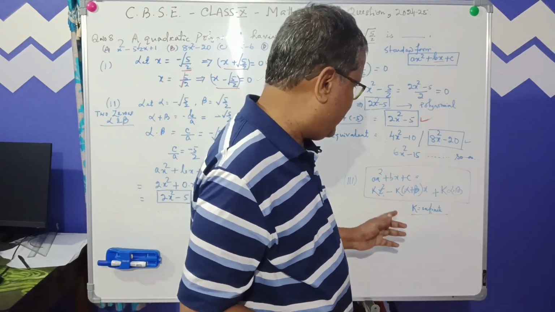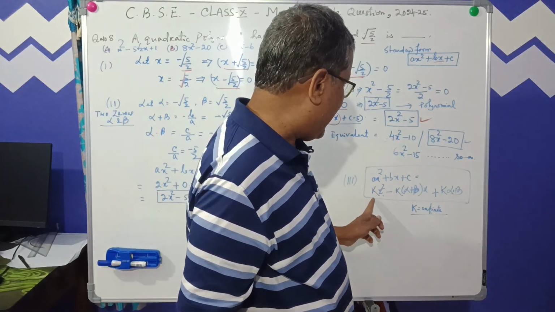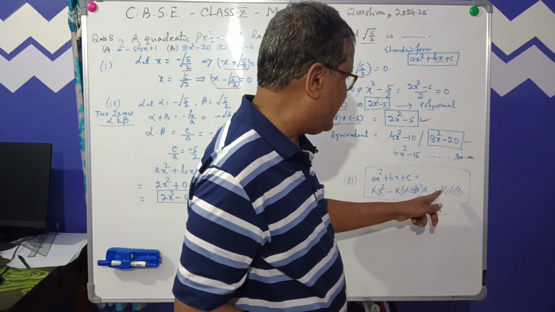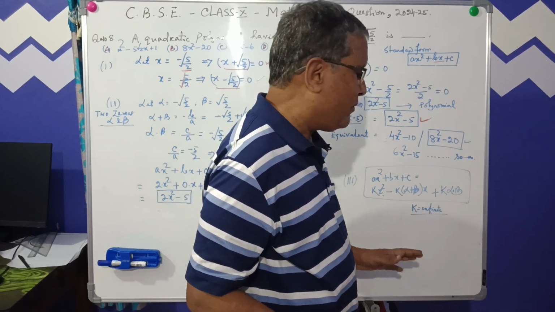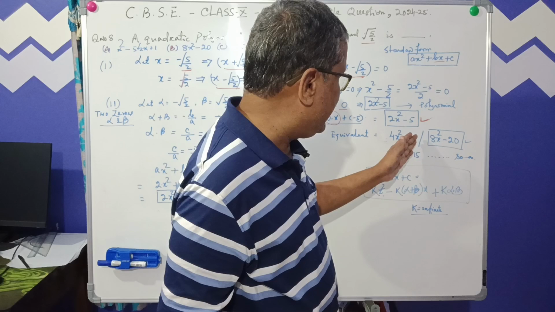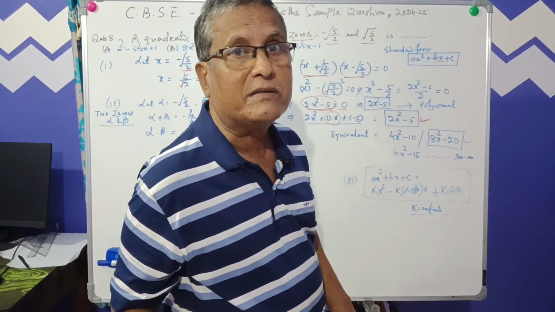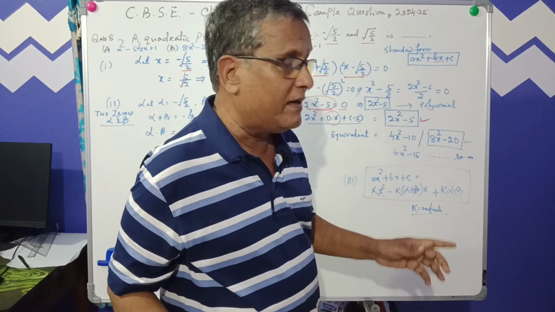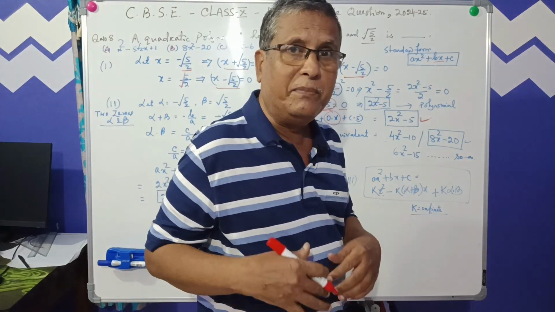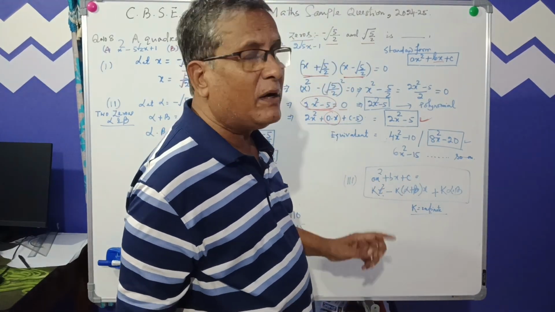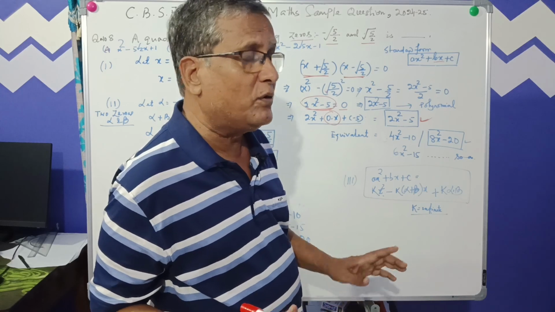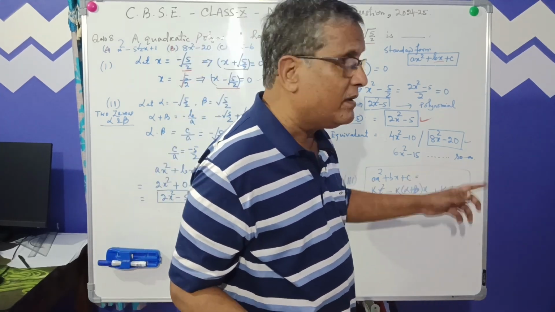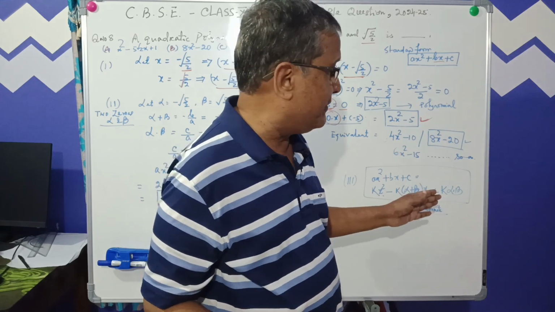And here, if you apply this formula, kx square minus k into alpha plus beta into x plus k into alpha beta, what is the value of k? These are called equivalent polynomials, and the lowest form is 2x square minus 5. And this question was set very technically in the 2023 examination. What is the value of k? So k can take unlimited, that means infinite, values.